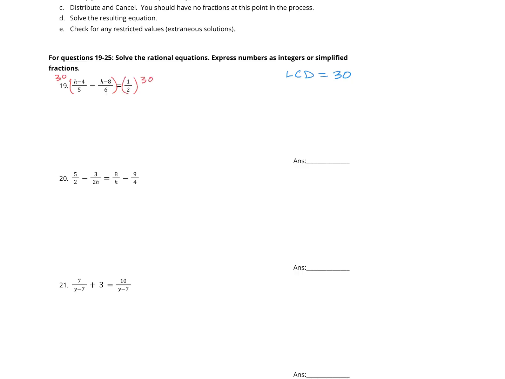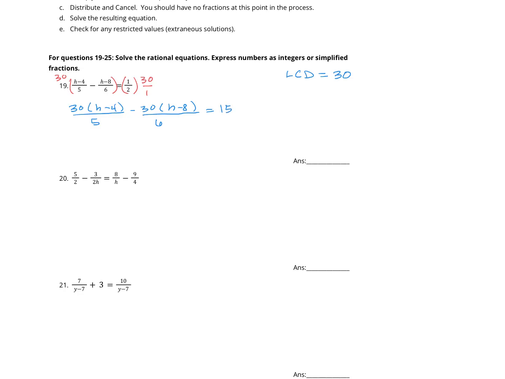Some people find it beneficial to put those over a 1 to keep them lined up. And now this is the part that you need to be very careful with. We now distribute that 30 to both things on the left. So that's actually 30 times the h minus 4 that's there over top of 5. Then that same 30 is going to hit the h minus 8 over top of the 6. And over there on the right, well, half of 30 we know is 15.